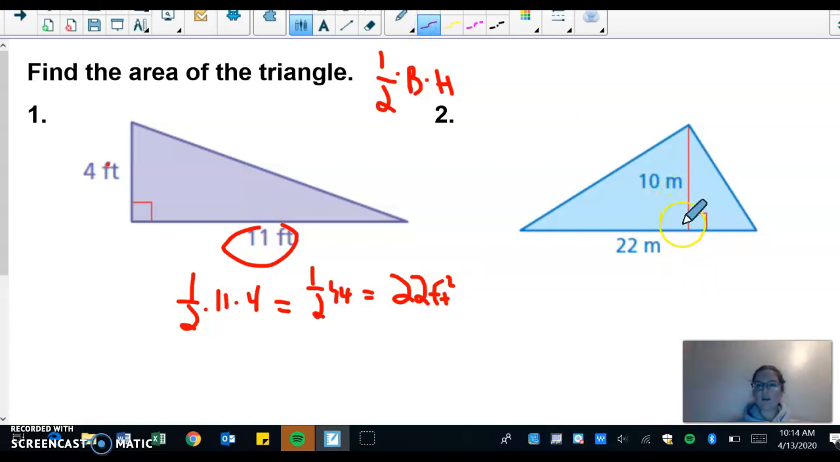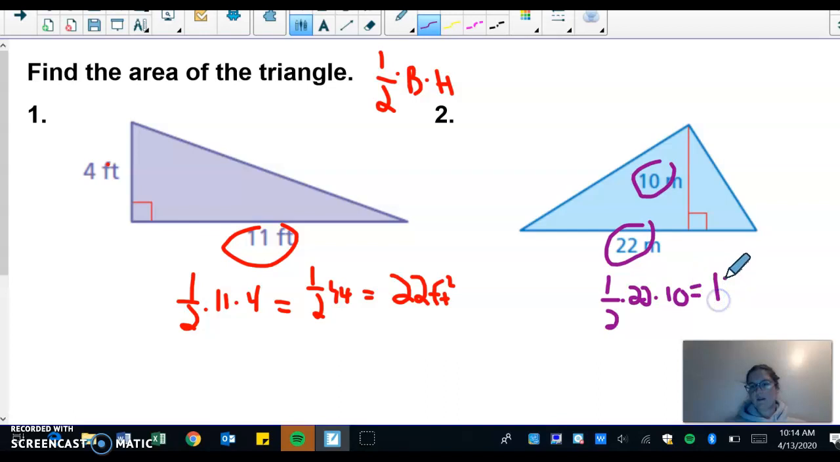And then for this triangle, again, the area of a triangle is 1/2 base times height. So base is 22, height is 10. So 1/2 times 22 times 10. So 1/2 of 22 is 11. 11 times 10 is 110. My units of measurement are meters, so that's meters squared. And then that's area of a triangle. Area of a triangle is 1/2 times the base times the height.